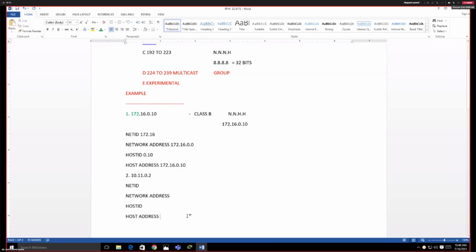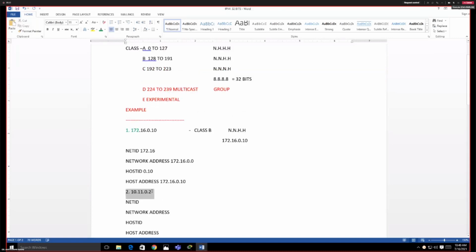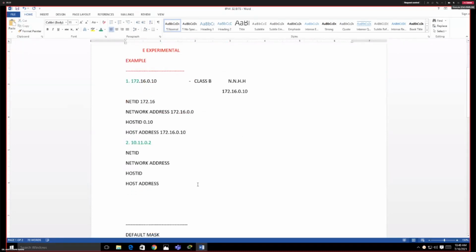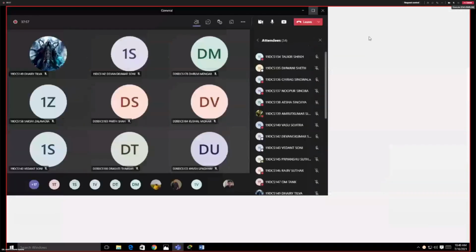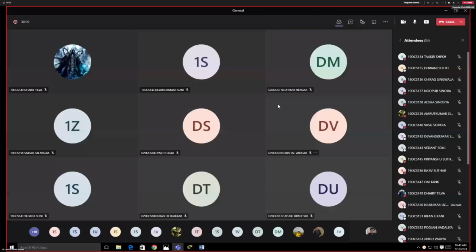So for the second IP address, 10.11.0.2, you have to find the net ID, the network address, the host ID, and then the host address. I hope that you are clear with the classes, class A, B, C, D, E, and with the notation. Now network and host. Let us have some discussion on the network and then host, and then we will again go through the document.